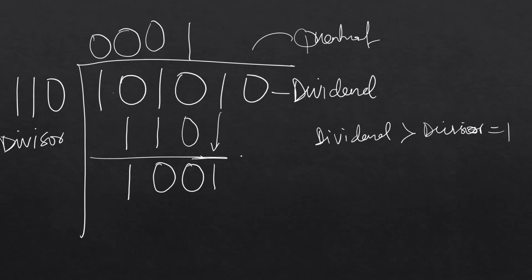Repeat the process. 1 0 0 1 divided by 1 1 0. The answer is also going to be 1. You see, under it I'm putting 1. 1 multiplied by 1 1 0 is going to be 1 1 0. Let me tidy up this part. Good. So what is going to be my answer? My answer is going to be 1. We subtract. This is 1. This is going to be 1.